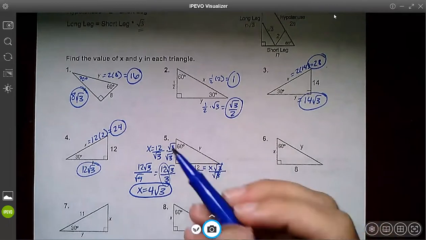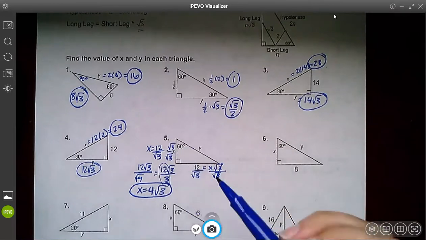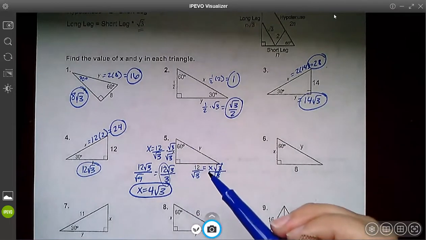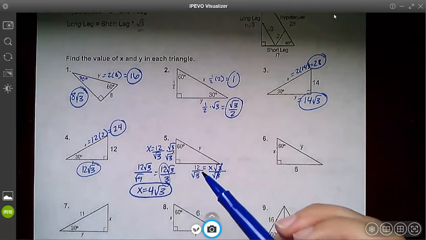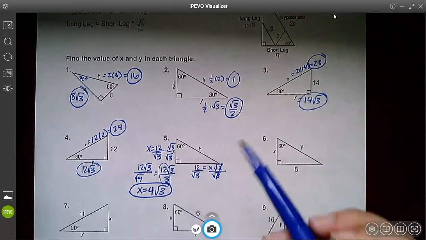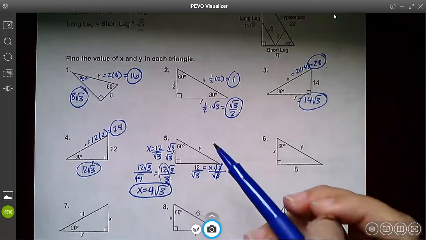Now that we have our short leg, the short leg times the square root of 3 is our long leg, so you can go back and check that if you'd like. Or you take our short leg and you double it, so you're multiplying it by 2 to find our hypotenuse.